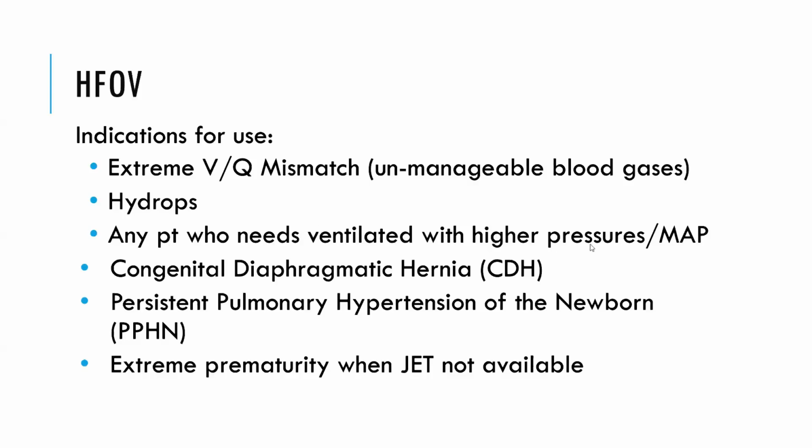Any patient who needs to be ventilated with higher pressures or higher mean airway pressures, like a high drops baby, congenital diaphragmatic hernia, anything that's going to put pressure on the lungs where these babies need a stronger, higher pressure machine, the oscillator can do that. PPHN, and then extreme prematurity when the jet's not available.